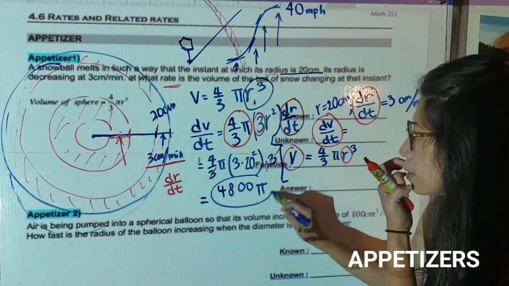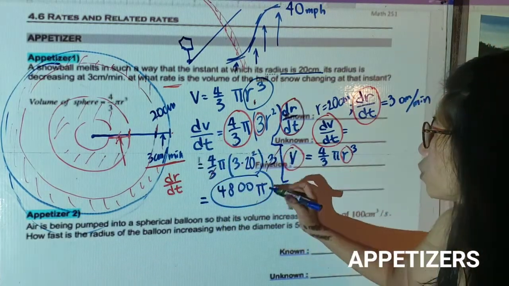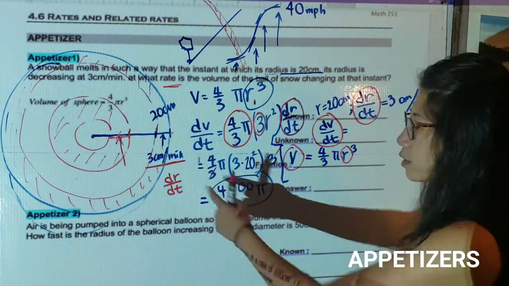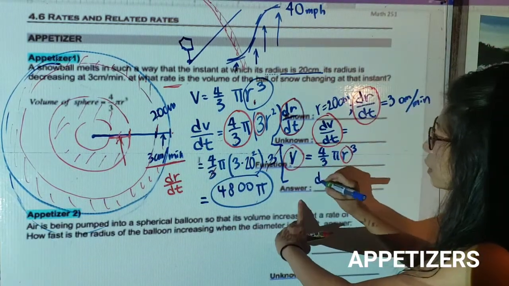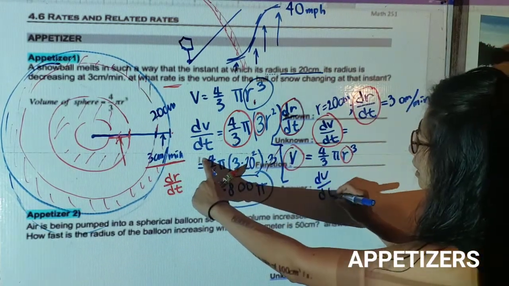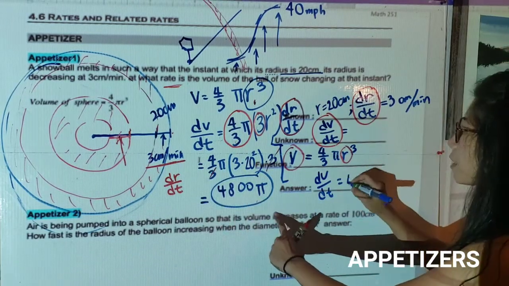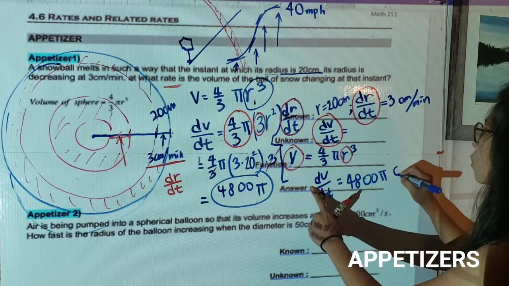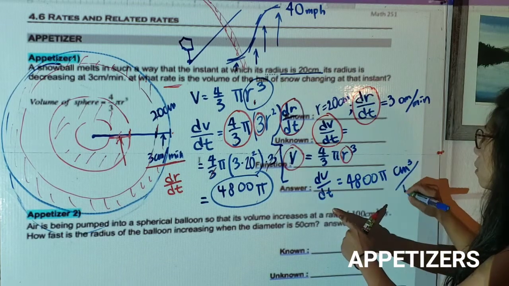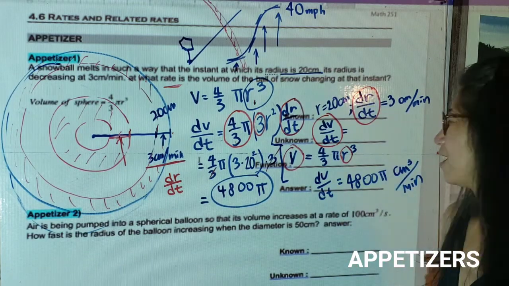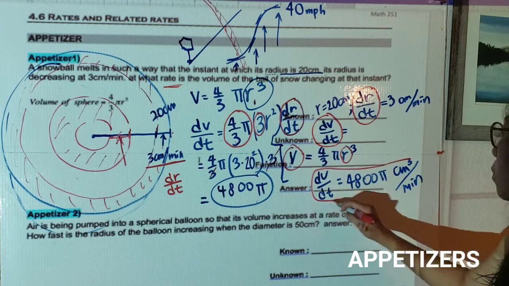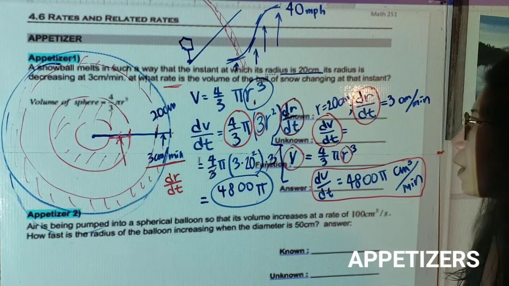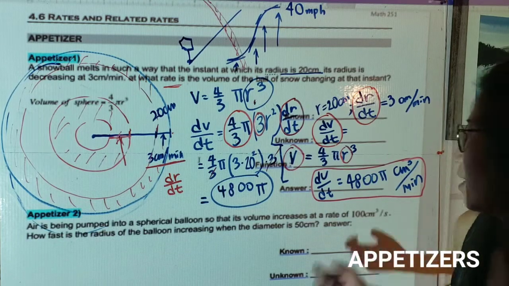So what is the volume changing if the radius is 20 and changing at 3 centimeters per minute? Then dV/dt, the volume changes at that time 4800 pi, and the unit will be cubic centimeters per minute. Okay, so you can see how much is changing at that time. So that's the answer.